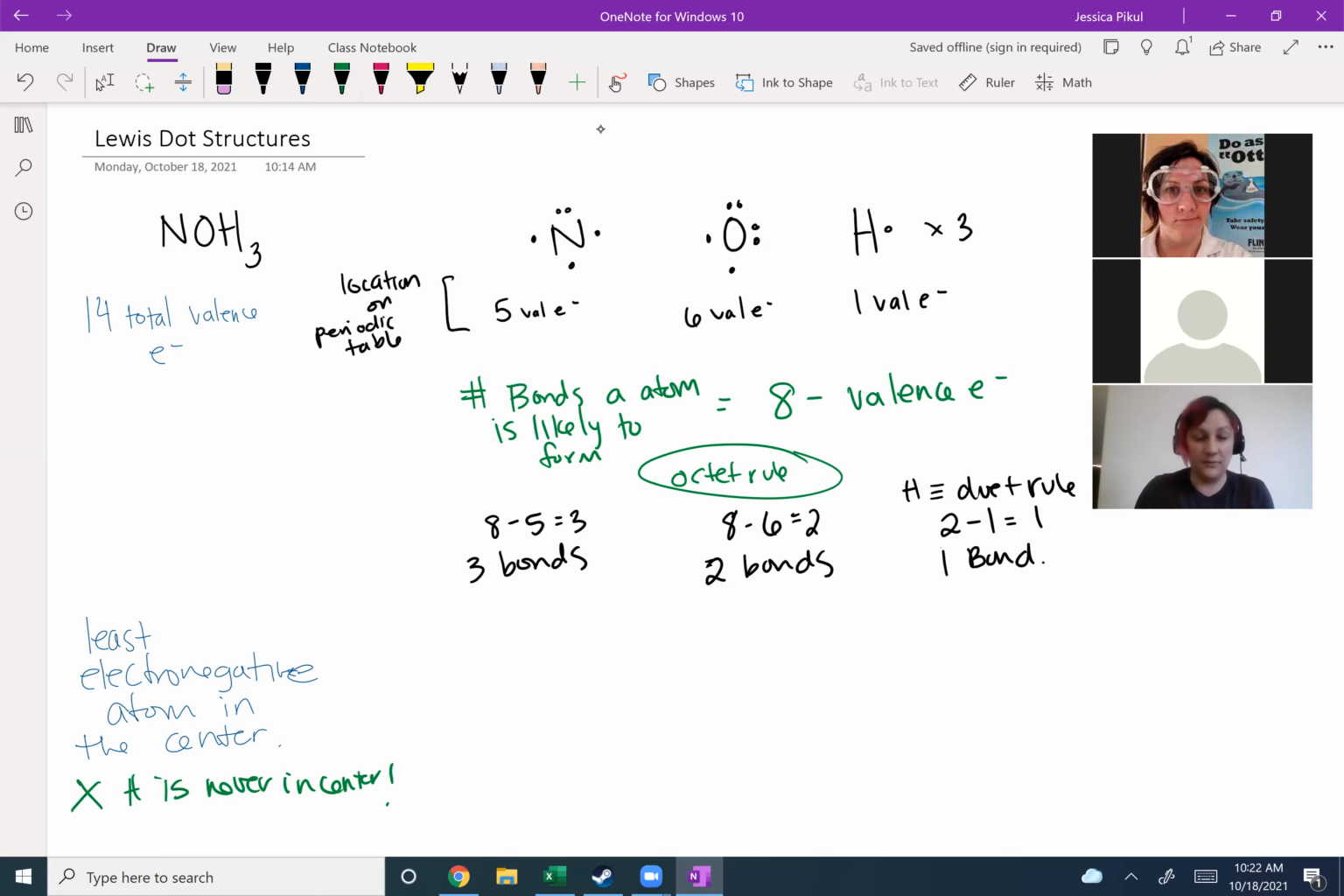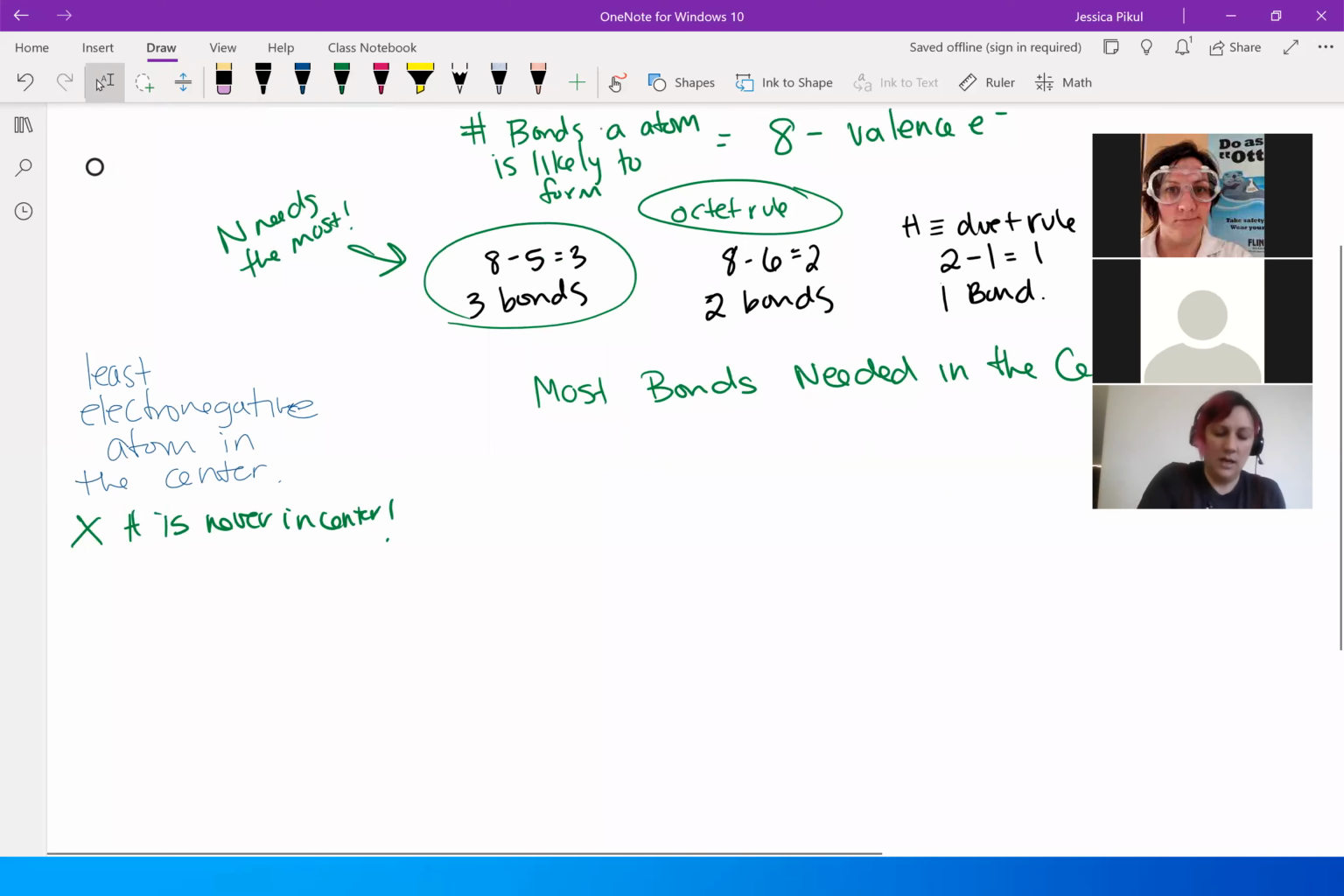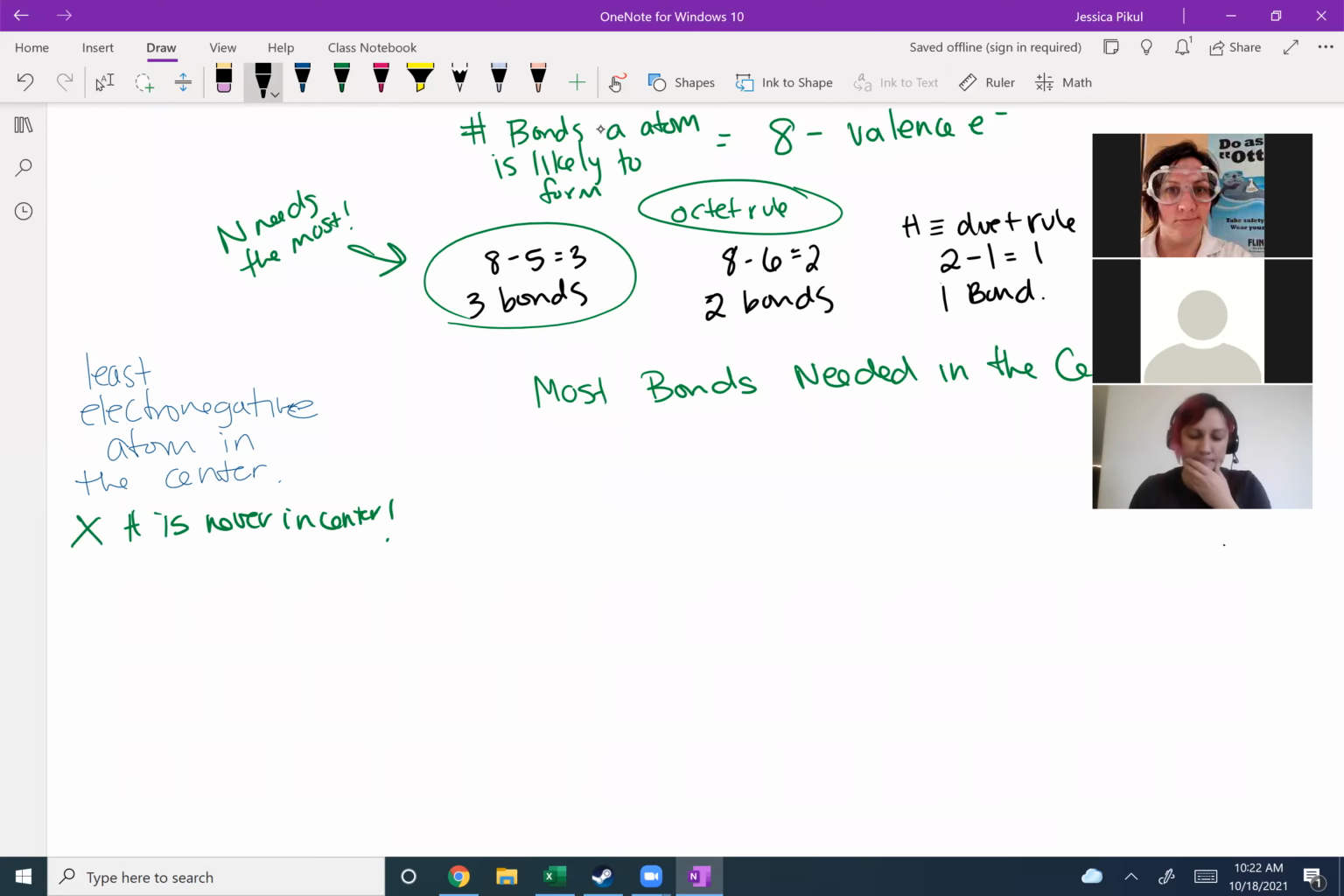So I actually have a different one that I tend to follow. Instead, I say which atom needs the most bonds to form an octet. So I put the most bonds in the center. And here, nitrogen needs the most. So I'm going to start with nitrogen in the center.